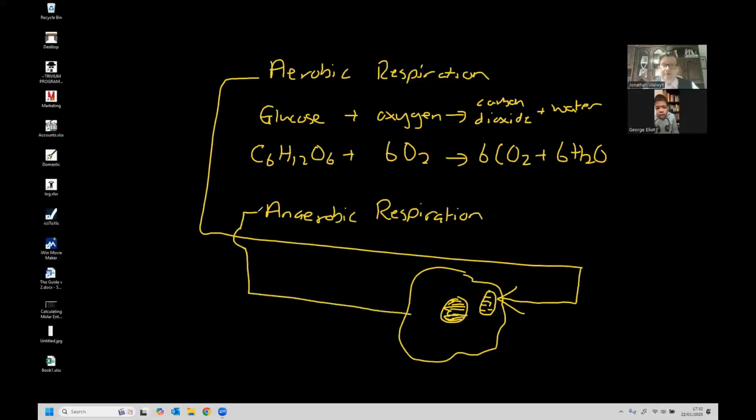Anaerobic happens in the nucleus. No, it happens in this part. What's that part called? Begins with C. Cell wall. CY.